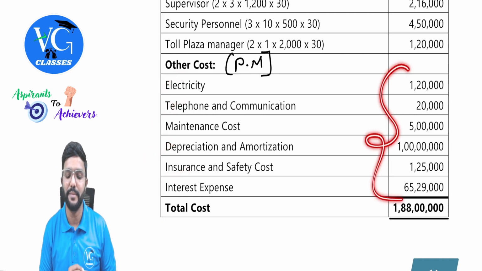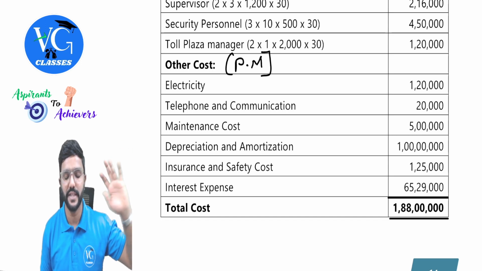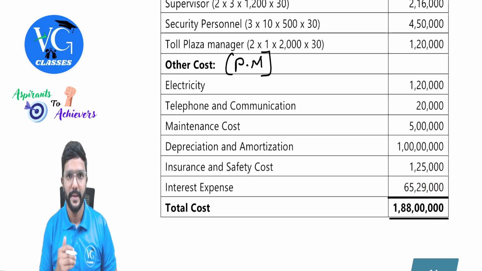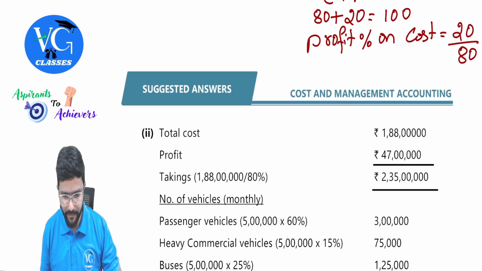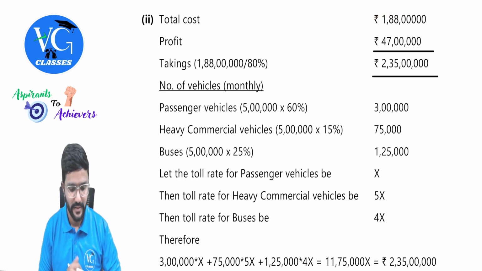Please be careful, this is per month, guys. But what is given in the question is annual. So divide each thing by 12. So we got the total cost. This is the first requirement. Next. Total cost is 1 crore 88 lakh.